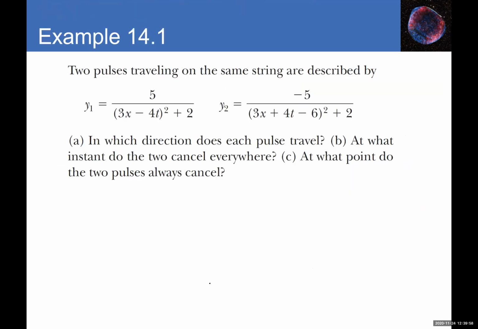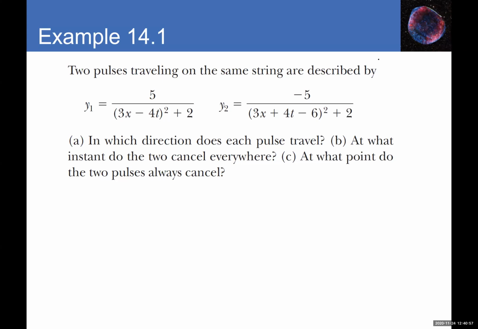All right, so we're going to work and solve some problems here and look at how we can apply some of the things that we just learned. And even though they look kind of different from what we've been using, you can see they can actually be written in this type of format. All right, so we have two pulses traveling on the same string, as described by two functions: y1 equals 5 divided by (3x minus 4t) squared plus 2, y2 equals -5 divided by (3x plus 4t minus 6) squared plus 2.